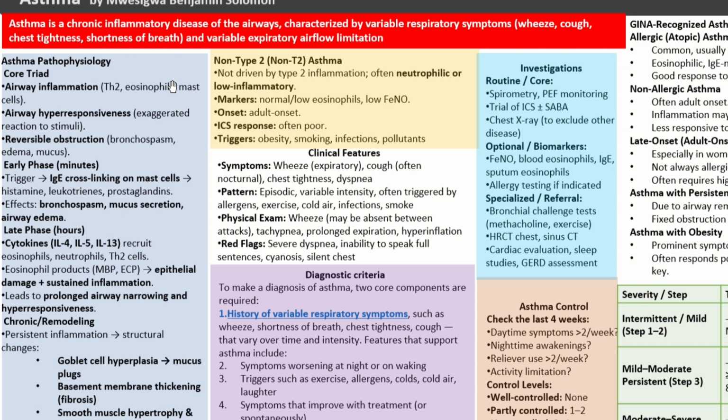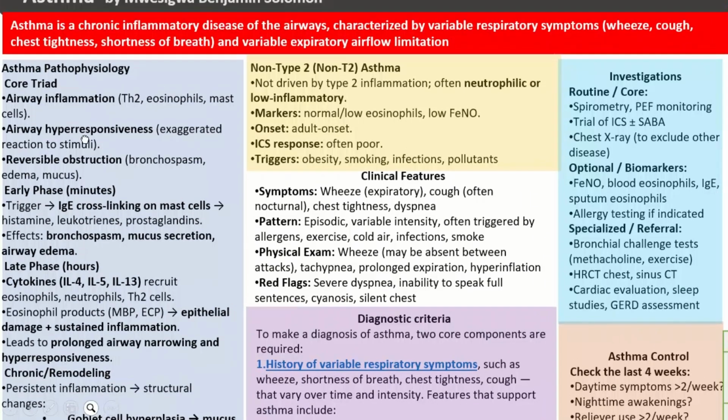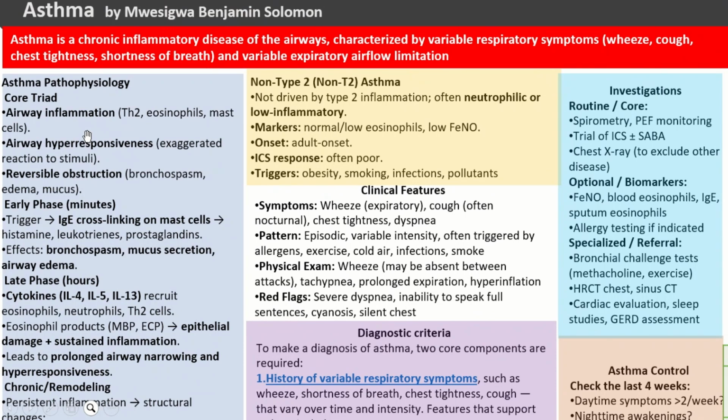When you look at the pathophysiology, we're going to have a core triad of airway inflammation, which is initiated by the T helper cells, the eosinophils, and the mast cells. They also have airway hyperresponsiveness, which is an exaggerated reaction to a stimulus that would normally not cause such a big response in someone who does not have asthma. Then we have reversible obstruction, which is by bronchospasm, edema, or mucus.